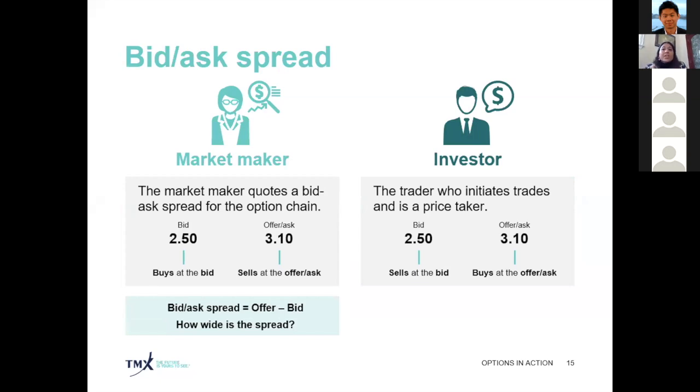You also want to look at the spread here, whether it's too wide or narrow. Here it's 60 cents, and it depends how much the underlying stock is trading at, and then you'll evaluate it based on that.